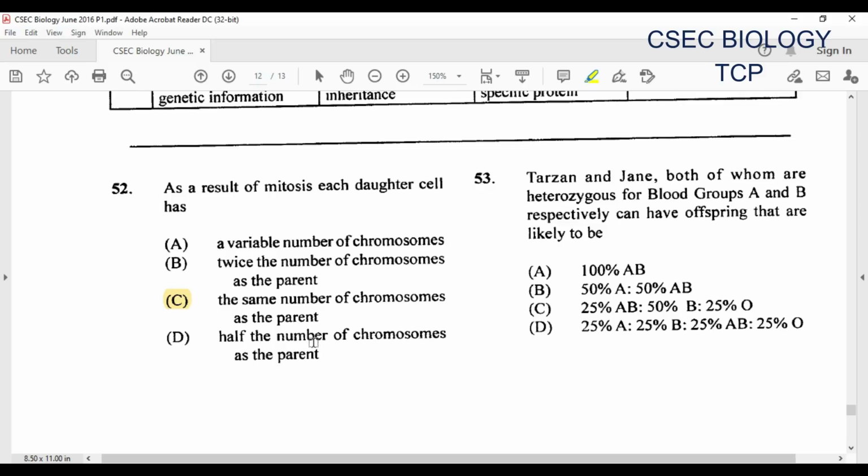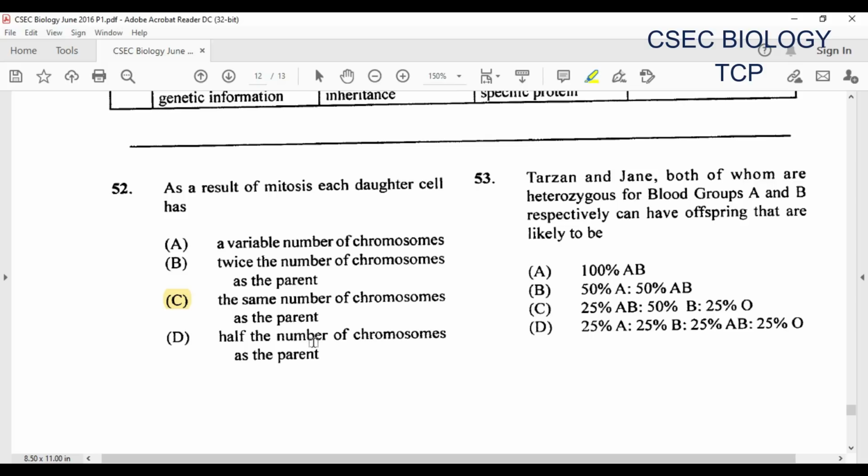53 is pretty much a genetic diagram that is required here. Tarzan and Jane, both of whom are heterozygous for blood group A and B respectively, can have offspring that are likely to be... All right, when we say that A and B are heterozygous, remember we're looking at codominance here. This is a particular cross that we're going to be doing, and if A is heterozygous, it means that the person has blood group AO, and B of course would have been BO, because the recessive allele here is going to be represented by blood group O.